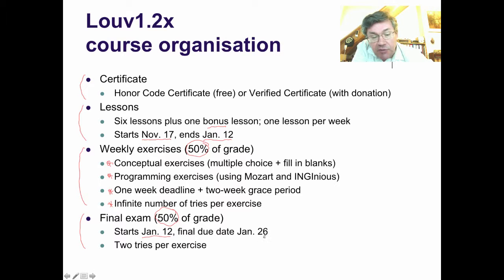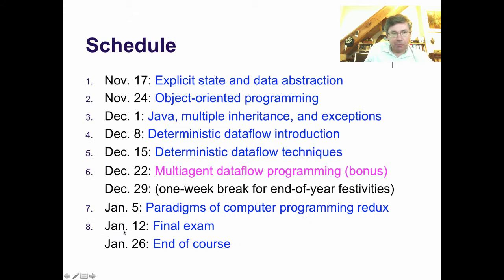The final exam, which is also worth 50% of the grade, starts on January 12. The final due date is 2 weeks later, not 3, January 26, and you get only 2 tries per exercise in the final, so be very careful to think before responding for the final. So let me explain a little bit the schedule.